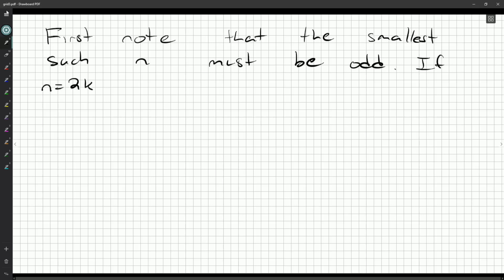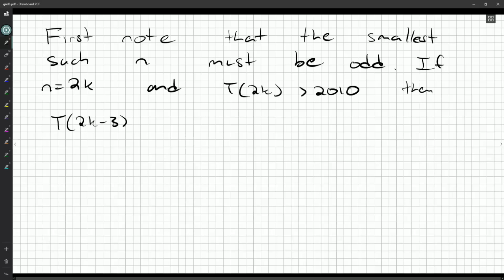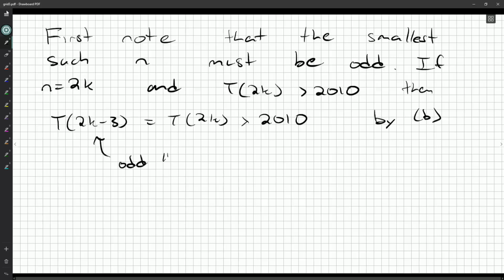If n equals 2k, that is even, and t of 2k is greater than 2010, then t of 2k minus 3 is also equal to this value and greater than 2010 by b, and this here is an odd number. So okay, we're looking for odd numbers, and that might narrow down the search, I guess.